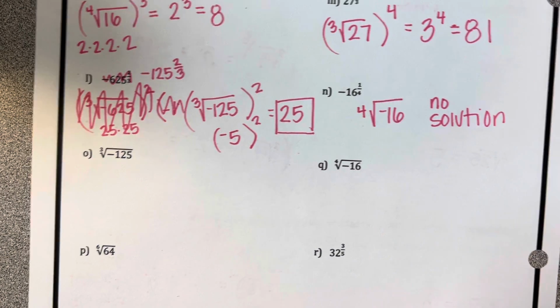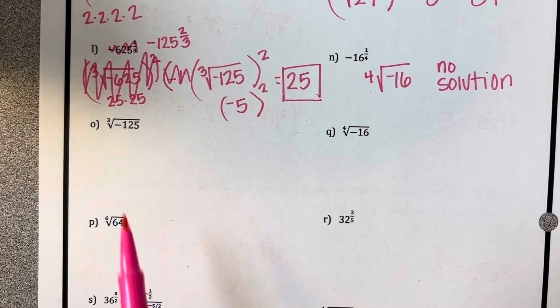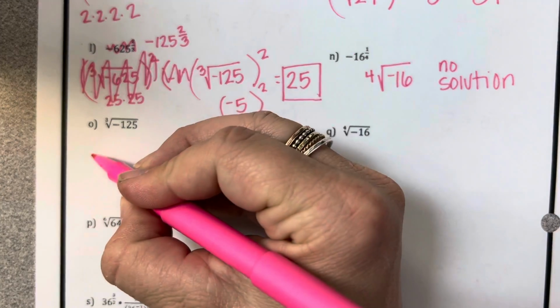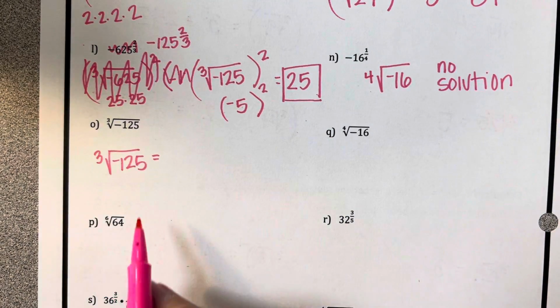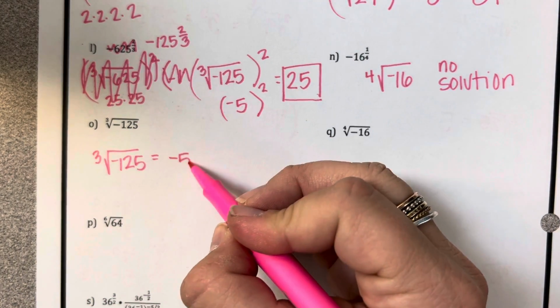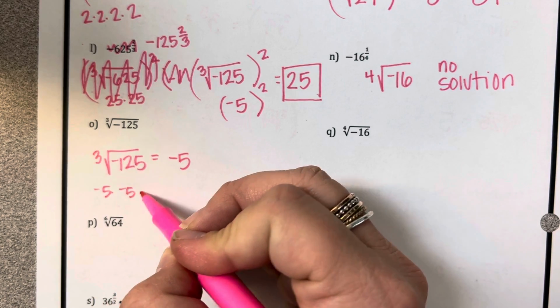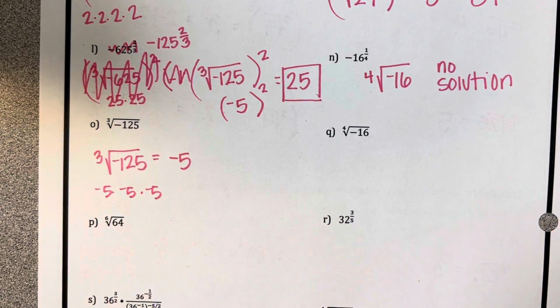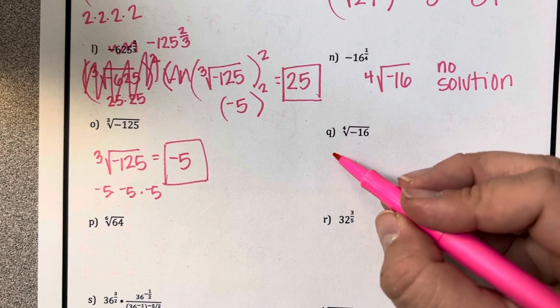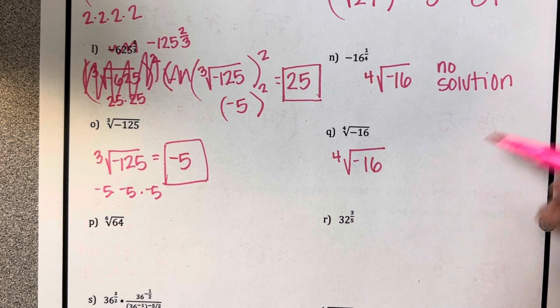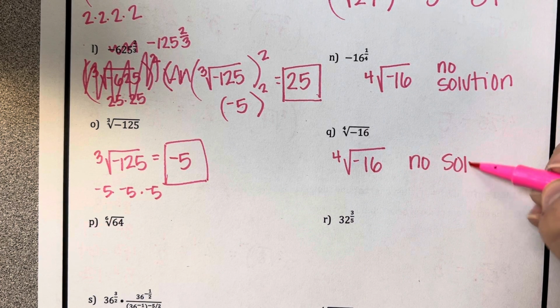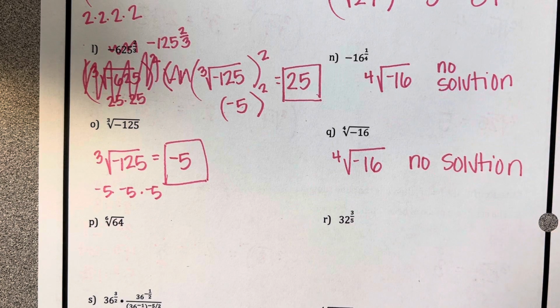So no solution. Okay, well here we are, back to 125. So this is just saying the cubic root of negative 125. I kind of spoiled it by going up here. It's negative 5, because negative 5 times negative 5 times negative 5 is negative 125. Okay, can we have a fourth root of negative 16? This is essentially the same question. We cannot. It is no solution because it's an even numbered root of a negative number.